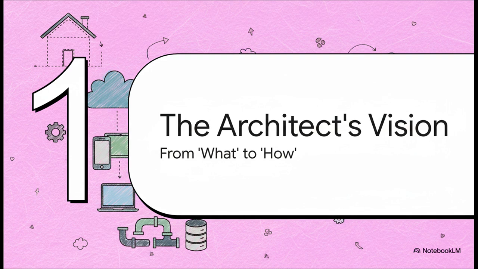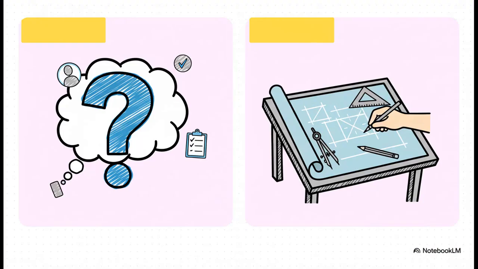First up, the architect's vision. Because just like a building, every great system starts with a really clear understanding of the problem you're trying to solve. This is the crucial step where you go from asking what to figuring out how. This whole process really begins with a split between two big phases. First, you've got analysis. That's all about figuring out what the system needs to do by talking to users and gathering all their requirements. That's the logical idea.